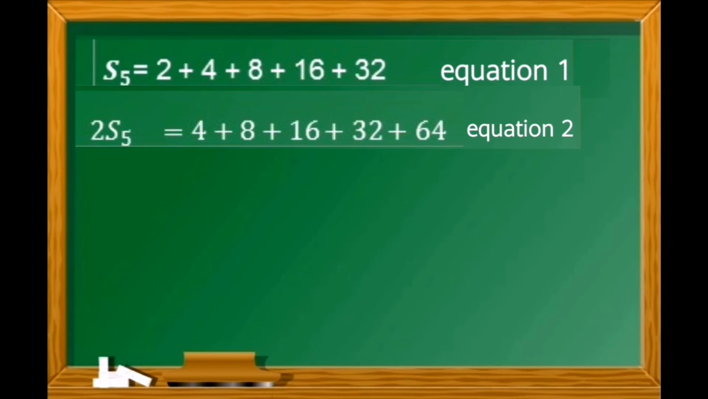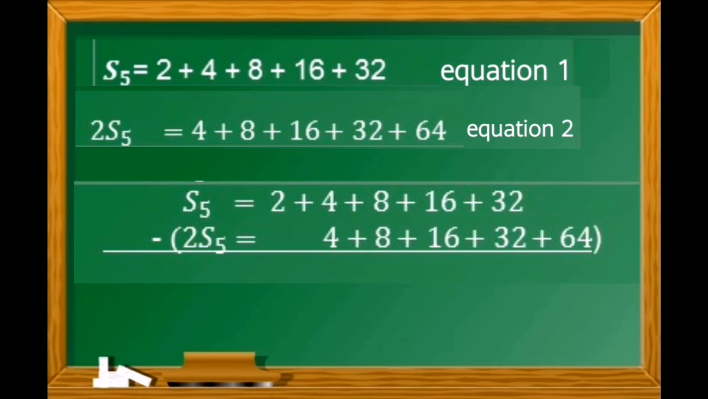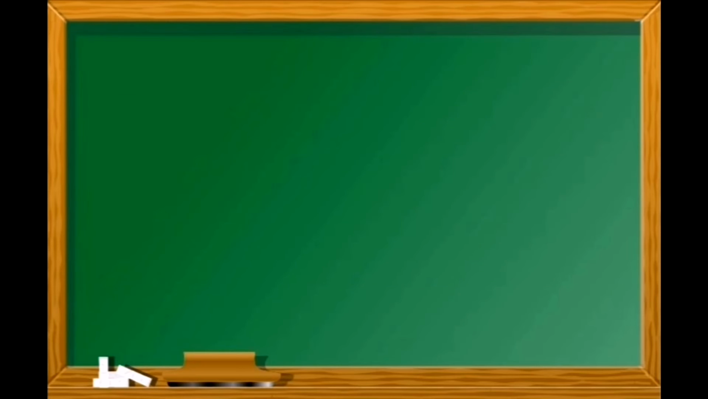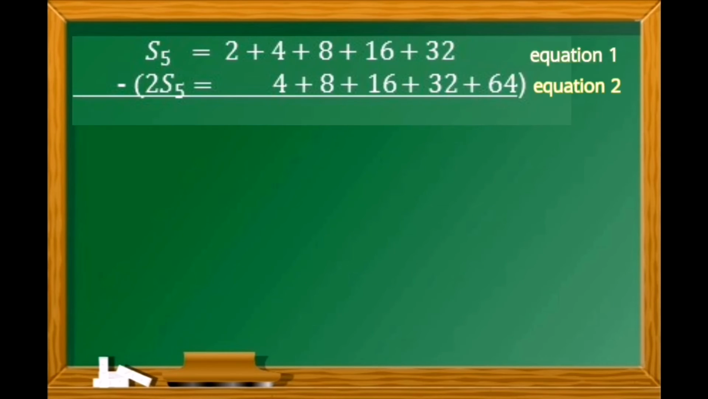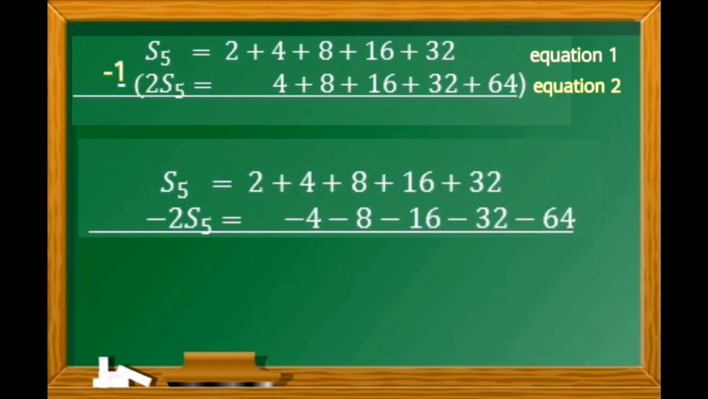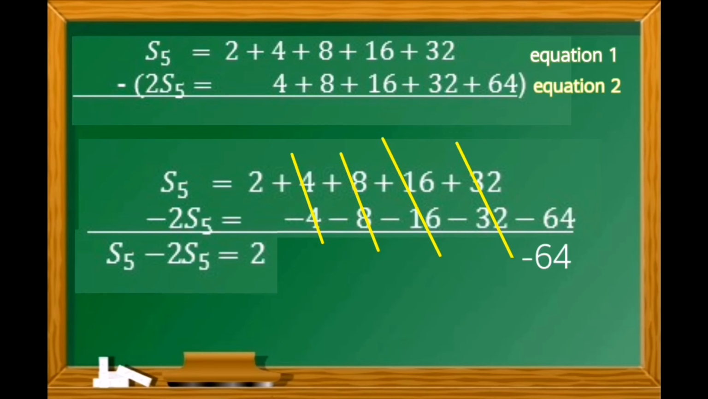Notice that each term of equation 2 is identical to those in the original equation, or equation number 1. So, we will subtract 2 S sub 5 from S sub 5. In subtracting equation 2 from equation 1, multiply equation 2 by negative 1. That is, negative 2 S sub 5 is equal to negative 4 minus 8 minus 16 minus 32 minus 64. We have S sub 5 minus 2 S sub 5 is equal to, bring down 2, 0, 0, 0, 0. Bring down negative 64.